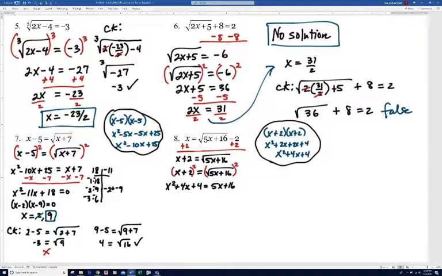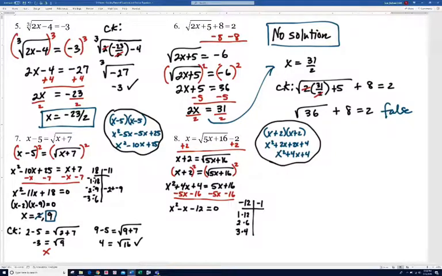And so now we're similar to where we were on number 7. We've got a quadratic equation here. We want to get 0 on one side. So I'm going to go ahead and subtract 5x on both sides and 16. You're going to get x squared minus x minus 12 equals 0. So this is one we can factor using the AC method. So we need two numbers that multiply to negative 12 and add to negative 1.